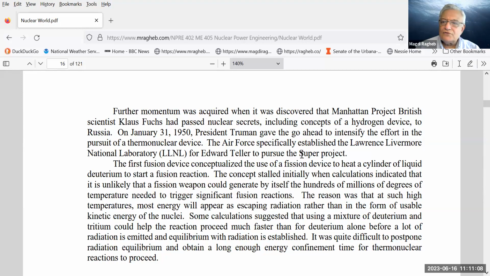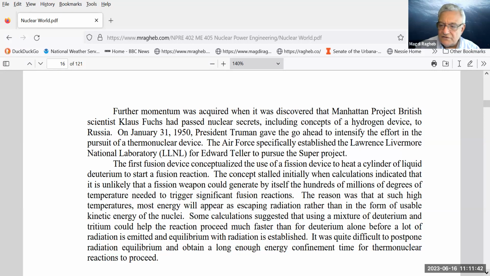So now you have two isotopes of hydrogen, the deuterium containing a proton plus a neutron in the nucleus, and tritium containing one proton and two neutrons in the nucleus. Those two isotopes, if heated to high temperatures from a fission device, can combine together and produce more energy per unit mass than a fission device. So they conceptualized the device as heating a cylinder of liquid deuterium to start the fusion reaction.